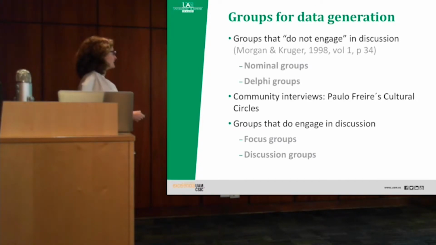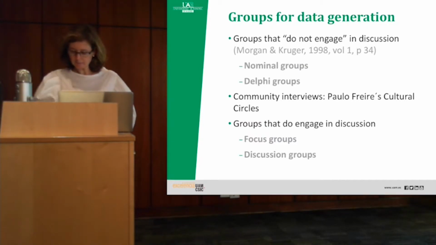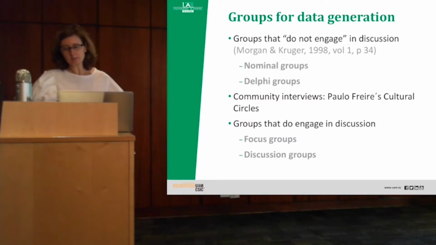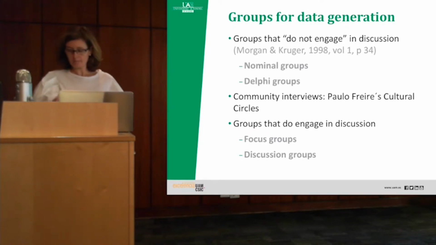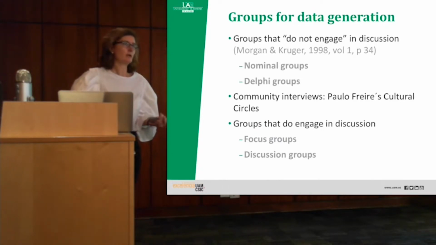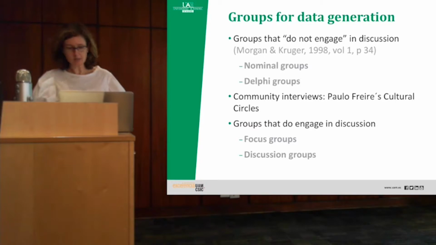Finally, we mentioned, and it's not here, but we have to mention them, the natural groups that are used mainly in ethnography and have the same treatment as focus groups. But they differ from focus groups in the composition of the groups. Like community interviews, participants know each other before the discussion because they are part of a natural group. And that doesn't happen in focus groups and discussion groups.